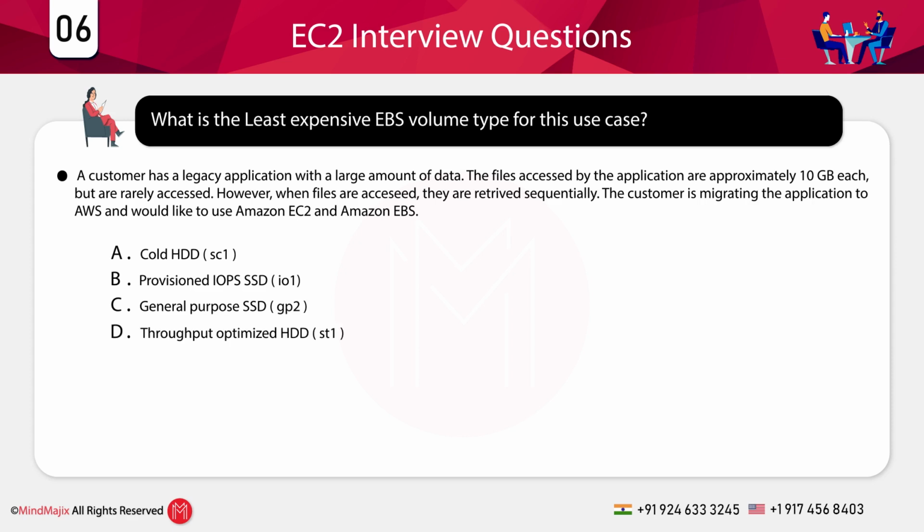We want the least expensive hard disk. So which one is least expensive? I know HDD will be least expensive. HDD will be less expensive than SSD. So B and C are already eliminated. Cold and throughput. Here cold HDD will be the least expensive. Throughput will be performance oriented as compared to cold HDD, so it will not be the cheaper one. So the answer will be A.